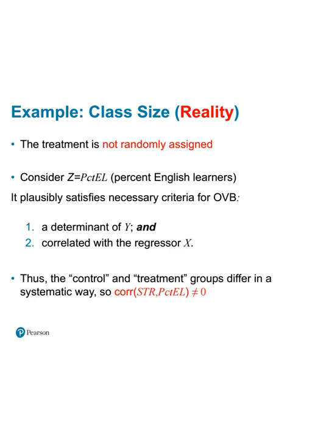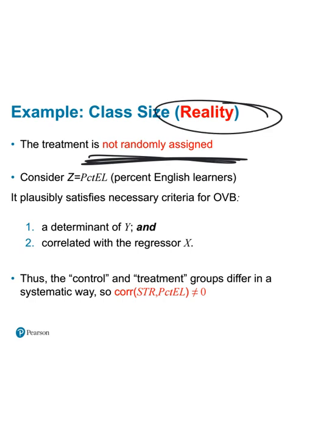Typically, most of the wealthy people of the world are in smaller classes, and most of the less affluent or the poor people of the world are in larger classes. So random assignment is not actually happening in reality. So again, looking at our potential omitted variable, this Z is the percent of English learners, right? So the ESL students. This does then unfortunately satisfy the necessary criteria for this omitted variable bias.